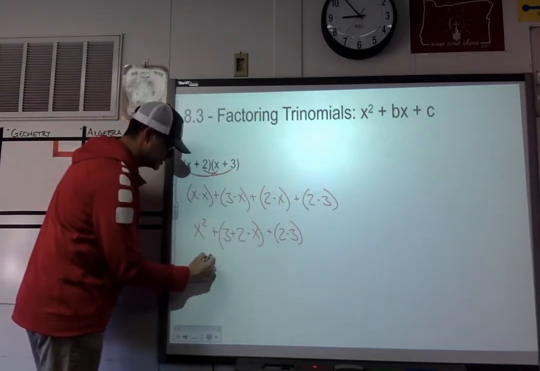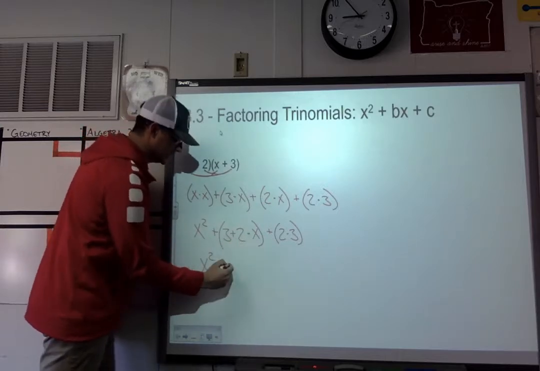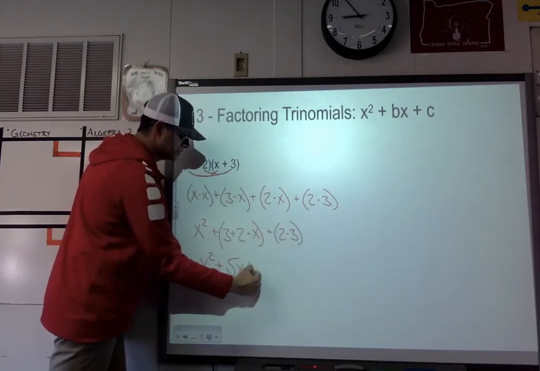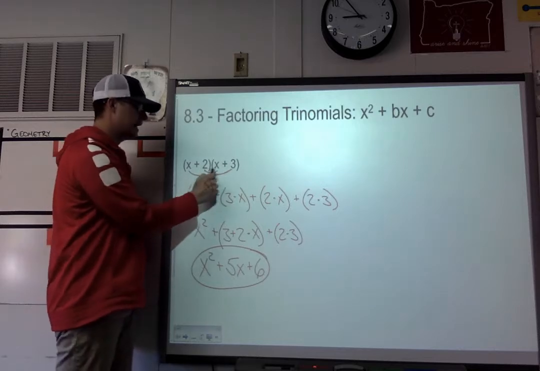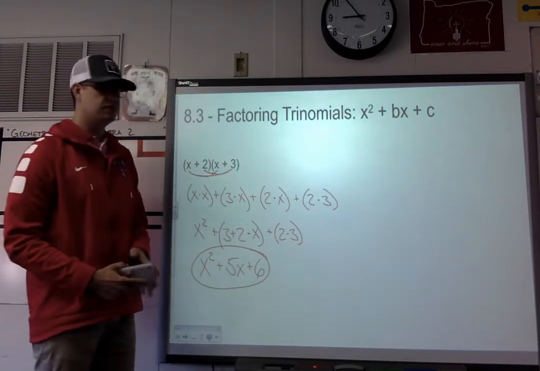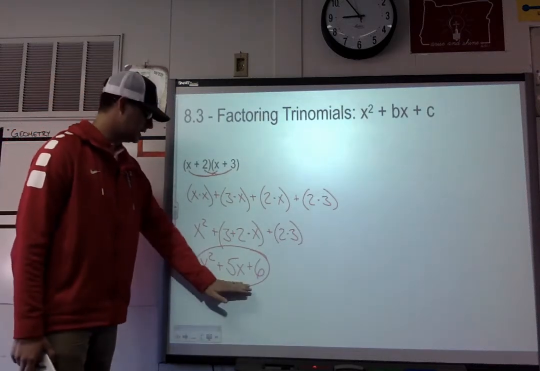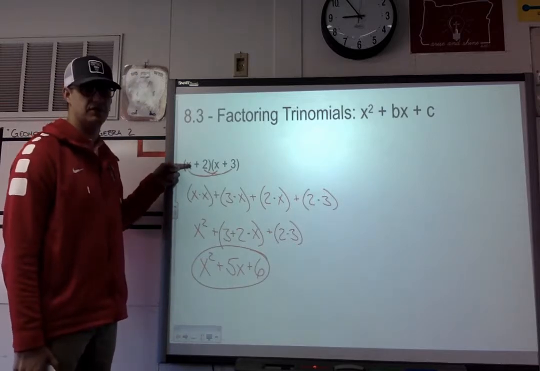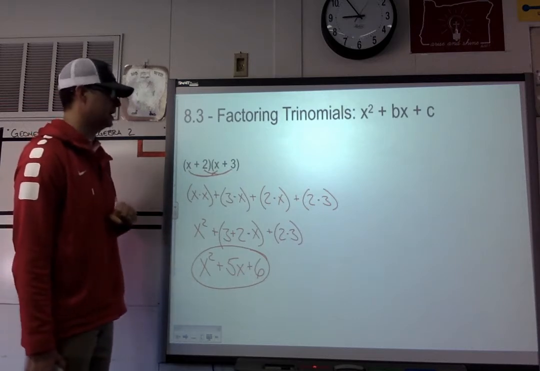So once we get this into its simplest form, we're going to have 3 plus 2, which is 5, times x, so 5x, plus 2 times 3, which gives us 6. So that means these two binomials would FOIL into this trinomial. So that's what we've done in the past. Like I said, today we're going to be working opposite. We're going to be given the trinomial to start with, and we have to get it back to the form of the two binomials that you would multiply in order to get it.